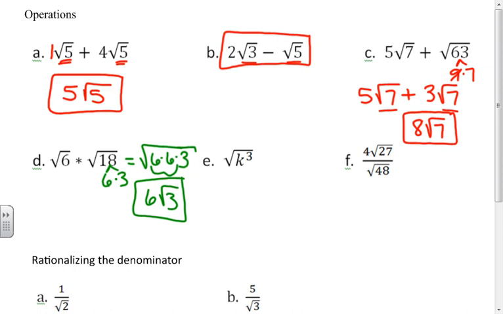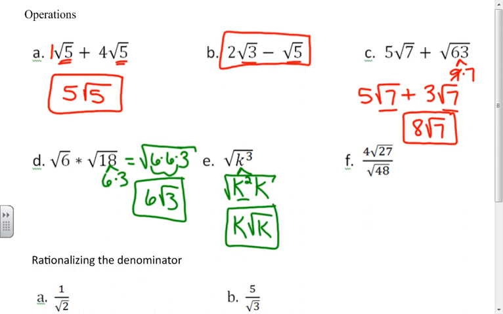When you think about variables, I always write them as groups of 2, as squared groups, because that's what we're looking for. The square root of k squared is k. I can't take the square root of k, and so I'm left with k times the square root of k.